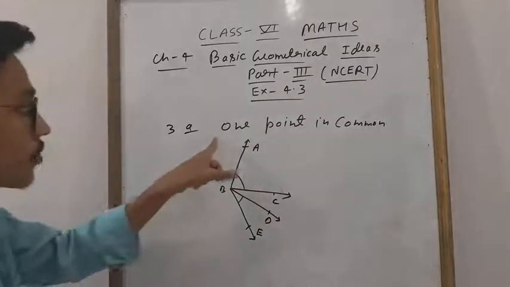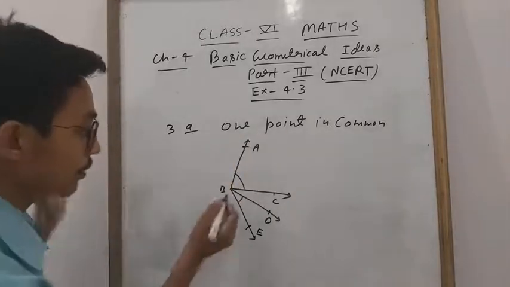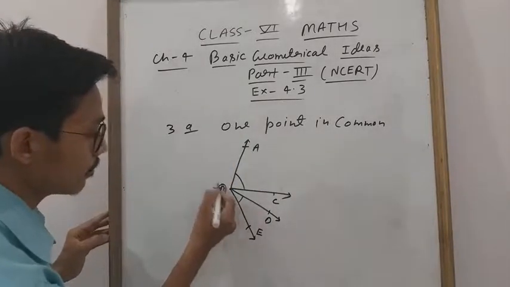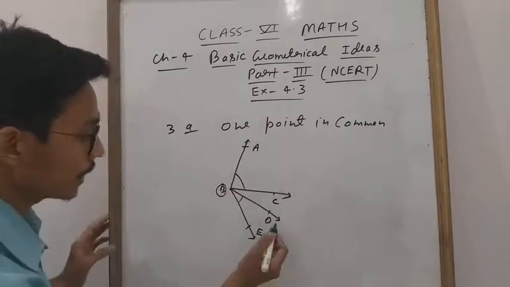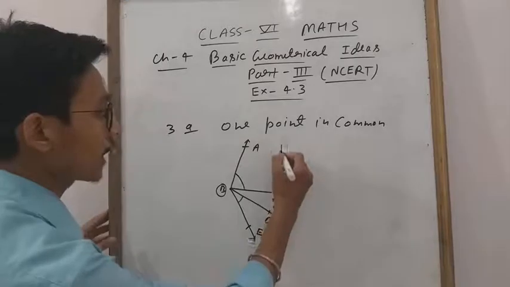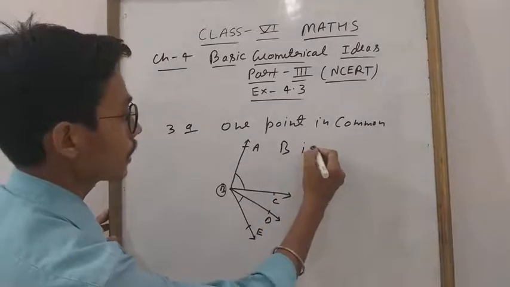Now students, it is given one point in common. So see, B is common. Look, B is one point which is common in ABC, and which is also common in DBE. So here you can write down B is common.